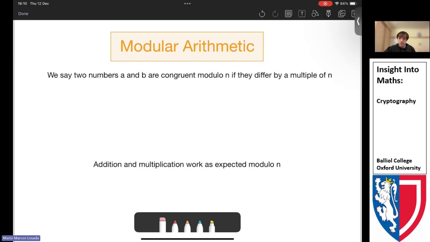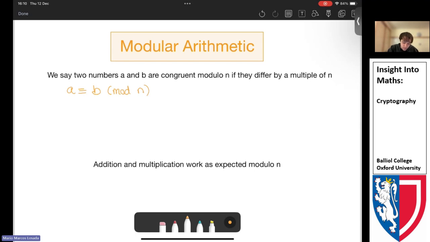We say that two numbers, say A and B, are congruent modulo n if they differ by a multiple of n. And so we write this as A is congruent, which is this three-bar symbol, like an equal sign with an extra bar, to B modulo n in brackets, right?